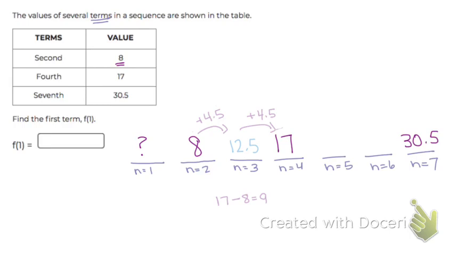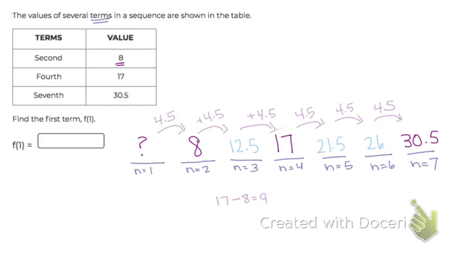So let's test it out and see if we continue to add 4.5, if eventually we get to 30.5. So we need to add 4.5 3 times. So let's fill that in. Yep, that does work. If we add 4.5, add 4.5, add 4.5, we eventually get to 30.5. So that confirms it. We are adding 4.5 each time in this sequence. So now let's use that to figure out what the first number in the sequence is.